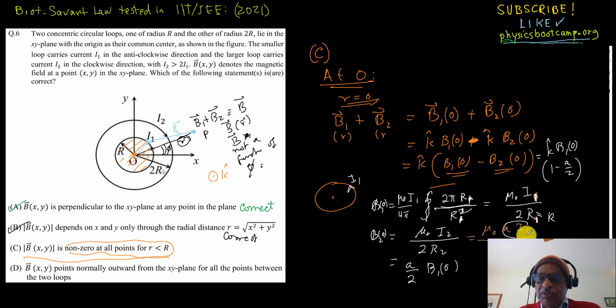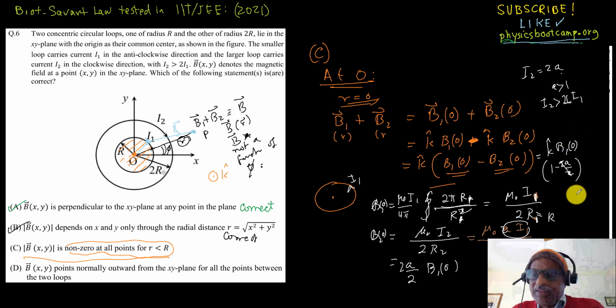So I2 depends on I2. So A is actually maybe 2A. Let's call it 2A. So I2 is 2a, so if this a is greater than 1, then I2 is greater than 2 times I1. That's what it is saying.